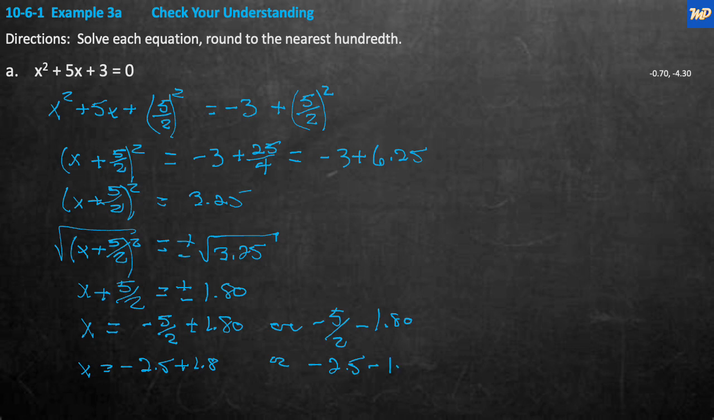I'll put the 0 on because they want it in hundredths. And since they do, the one where we add comes up with x equaling negative 0.70. And or, the other one, it's a negative version, but it's adding the negatives together. It's negative 4.30.